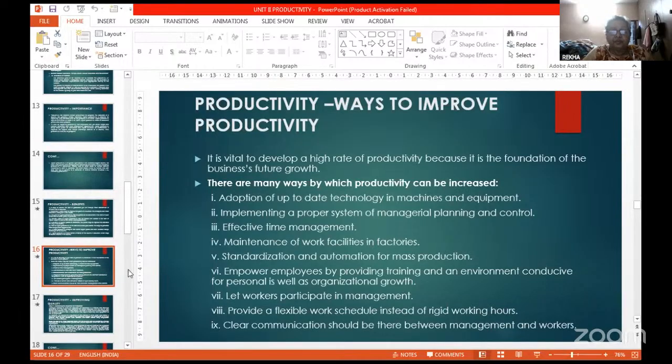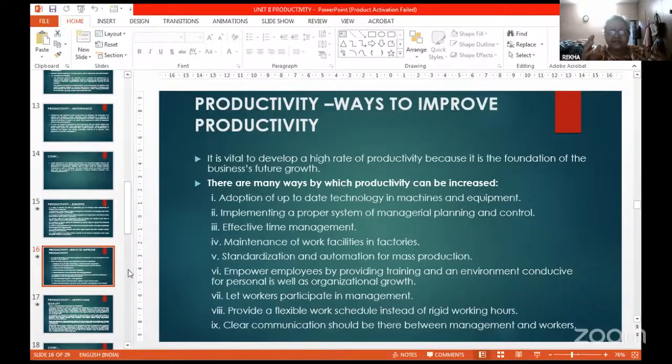What are the ways to improve productivity? It is vital to develop a high rate of productivity because it is the foundation of the business's future growth. There are many ways by which productivity can be increased. First of all, adopt the best up to date technology in machines and equipment, implement a proper system of managerial planning and control, and practice effective time management, because time management is very essential. Time lost will never be regained.